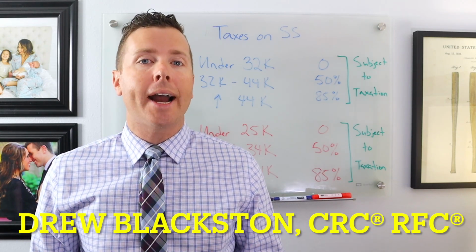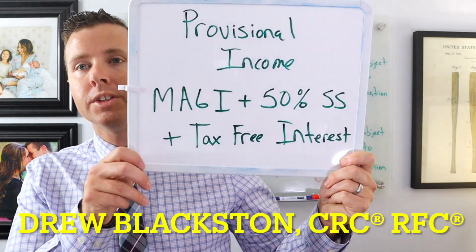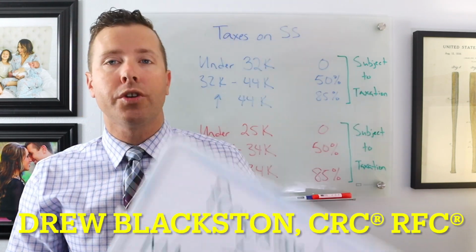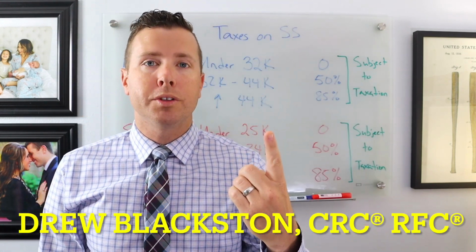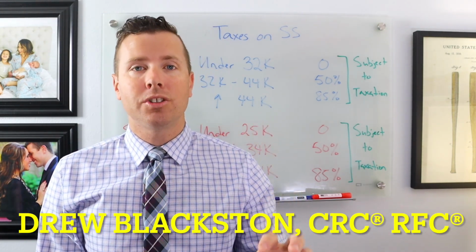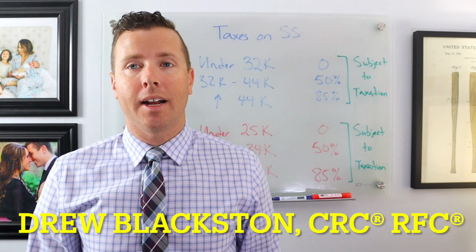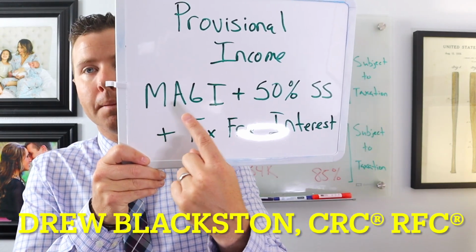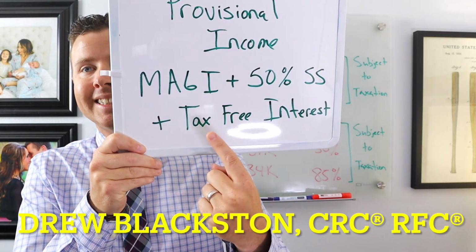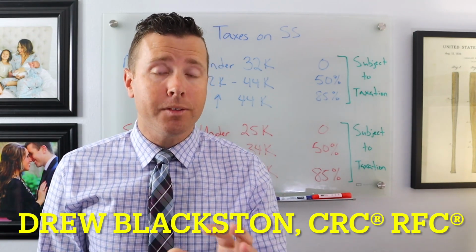Now, how the IRS determines if your Social Security is taxable is they use provisional income. Now, what provisional income is, it's your modified adjusted gross income. Okay, so it's all your incomes, maybe your IRA distributions, interest from your banks, dividends, rental property, any income that you get from that you recognize. So your modified adjusted gross income plus 50% of your Social Security plus any tax-free interest. So it's your modified adjusted gross income plus half of your Social Security benefit.